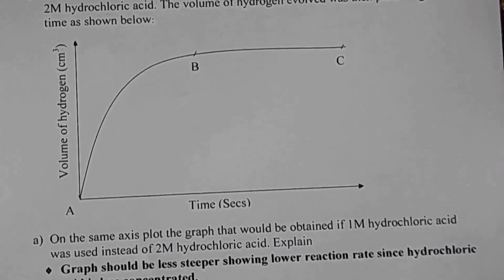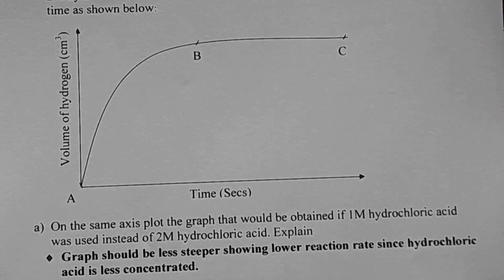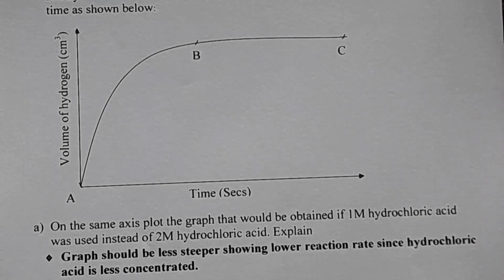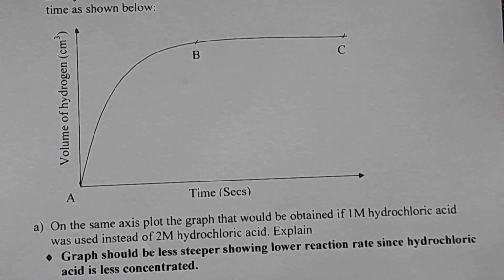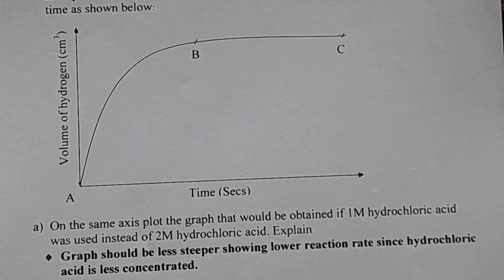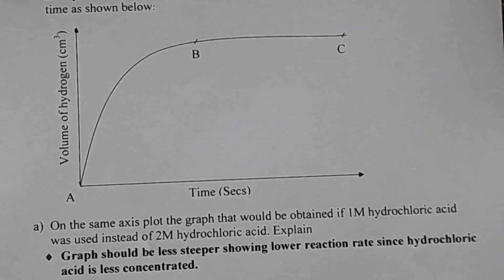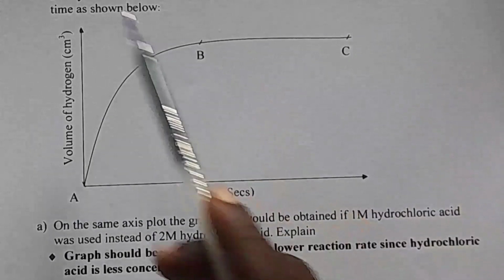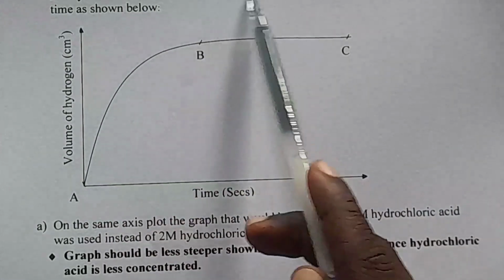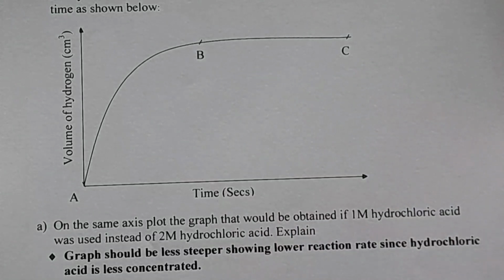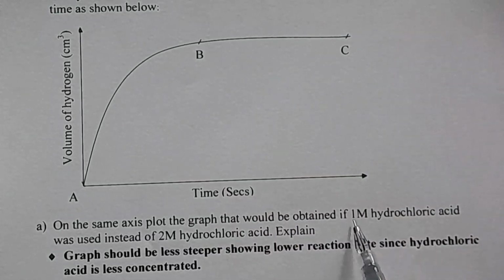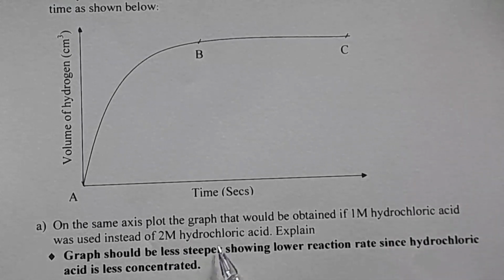The first question: on the same axis, plot the graph that will be obtained if 1 molar hydrochloric acid was used instead of 2 molar hydrochloric acid, and explain. So we are supposed to sketch first of all on the diagram, and we are going to explain down there. This curve is for 2 molar hydrochloric acid with 2 grams of magnesium ribbon. We are told to sketch on the same axis another curve that has 1 molar hydrochloric acid instead of 2 molar hydrochloric acid, with the same mass of magnesium.